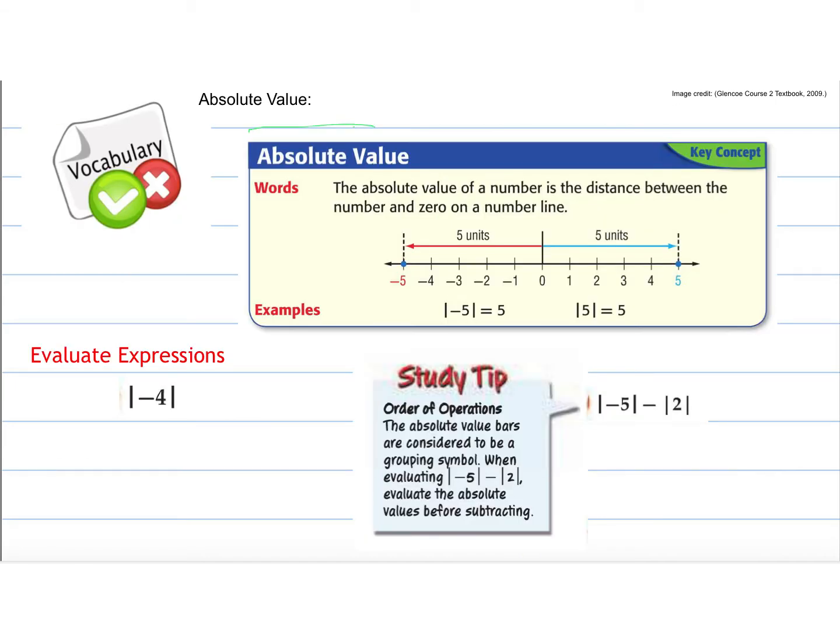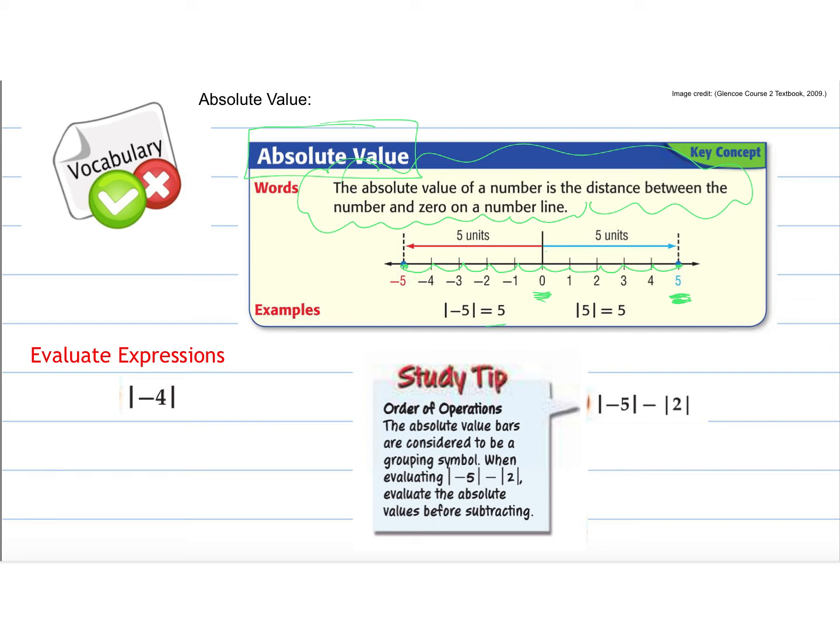Absolute value is another word that I want you to write down. Absolute value of a number is the distance between the number and 0 on a number line. If we look here, we can see 0. We know that the number 5 is 5 units away from 0, because we have 1, 2, 3, 4, 5. We also know that -5 is 5 units away from 0. Absolute value is just talking about how far away it is from 0. In order for a number to be a distance away from 0, it has to be a positive amount away, even if it's a negative number, if that makes sense to you.